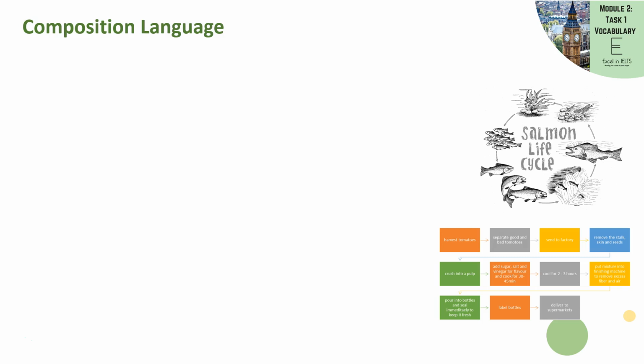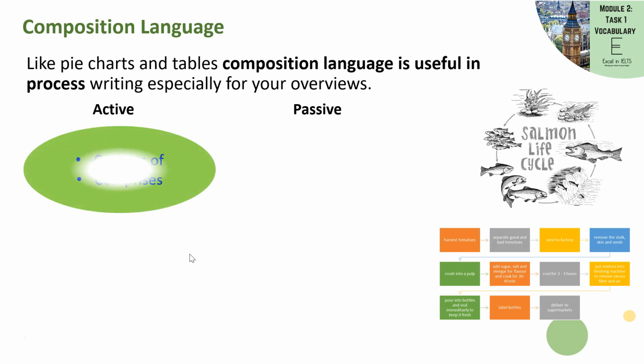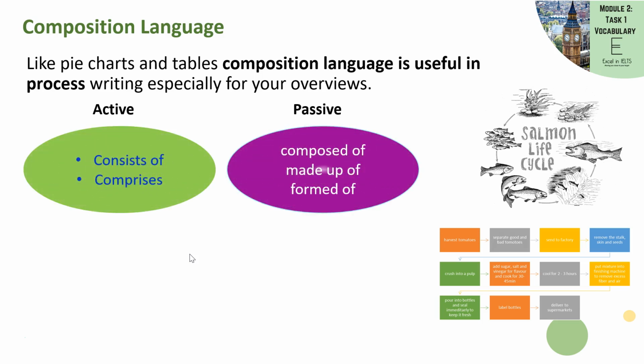So let's revisit composition language that we've covered previously. They are very useful for pie charts, but they're also really useful in process questions, particularly when it comes to writing your overviews. So they can be split into active and passive, and based on that, you decide which one you want to use.